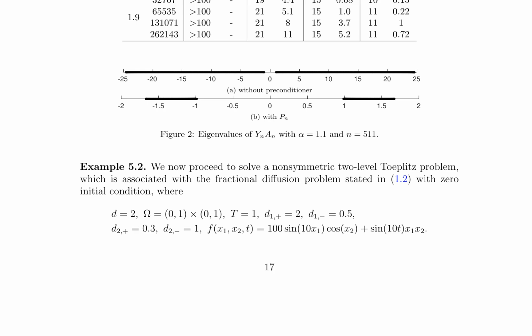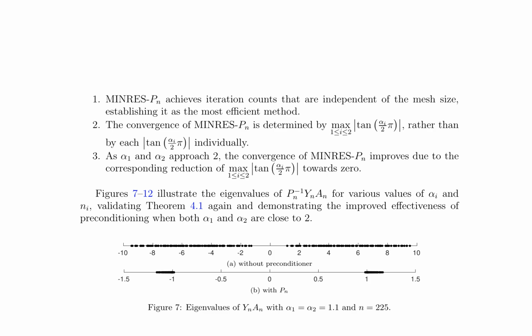The results in Tables 1 and 2 demonstrate the efficiency and robustness of the MINRES algorithm with preconditioning, achieving significant reductions in iteration numbers and CPU times compared to the unpreconditioned case. The preconditioner Pn is shown to be effective in reducing the iteration numbers and CPU times, especially for larger values of the parameters. Further investigation of the eigenvalues of the matrix Enan with and without preconditioner Pn reveals the effectiveness of the preconditioner in clustering the eigenvalues, leading to improved convergence of the MINRES solver.